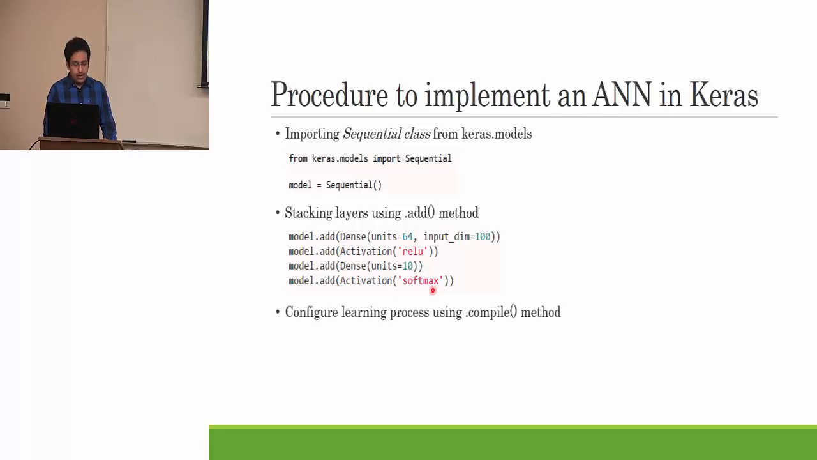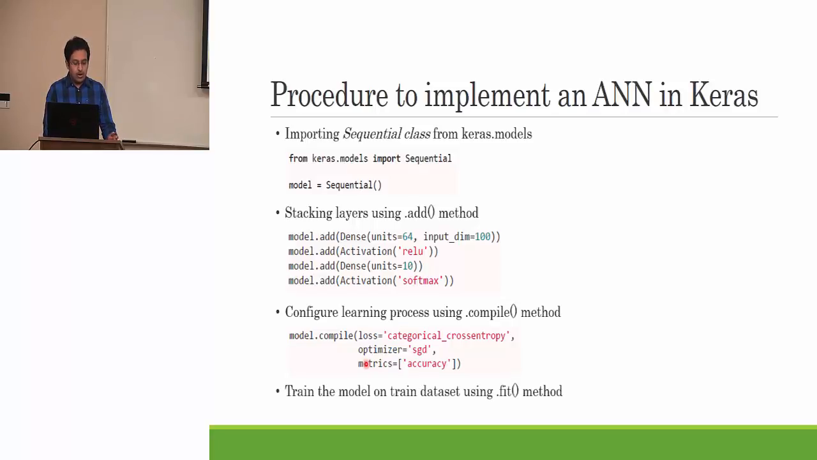So the third step is to configure the learning process using the compile method. We use model.compile. Here we specify the loss function, optimizers, and the metrics. In this case, the loss is categorical cross entropy, which we generally use in classification. And the optimizer here is SGD. You just pass it as a string. SGD is a keyword here, and that's called stochastic gradient descent. For metrics, since we are doing classification, accuracy is the right metric.